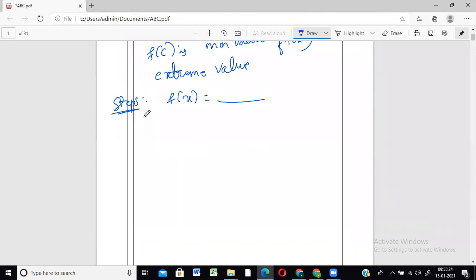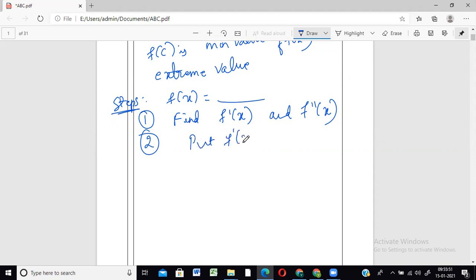So what is the first step? When f of x is given to you, always find its first derivative and also its second derivative. Find f dash x and f double dash x. This is the first step. Then your second step, as you're finding extreme values, will always be to put f dash x equal to 0. Always put the first derivative equal to 0.